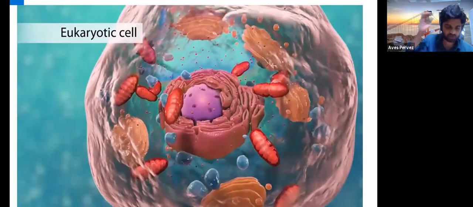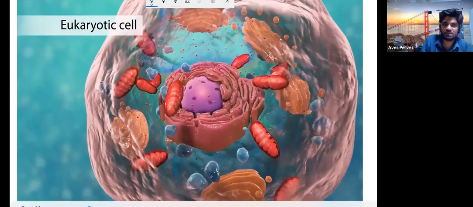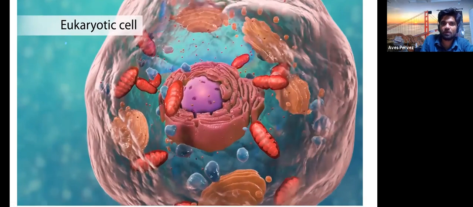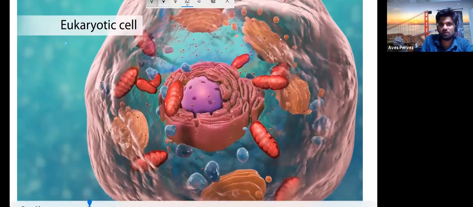Let me explain this one. We are talking about eukaryotic cells. What does the word eukaryotic mean? First of all, we need to discuss this. The word eukaryotic means true nucleus. The word karyote means the nucleus.